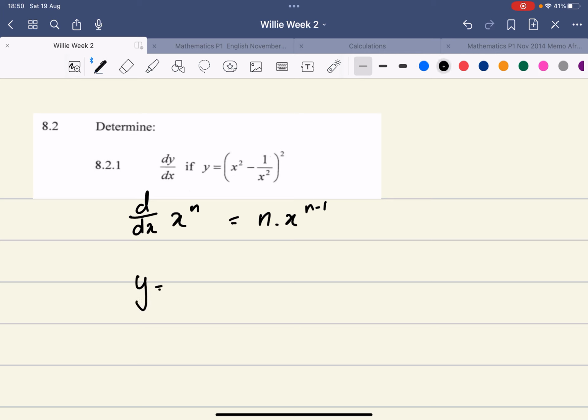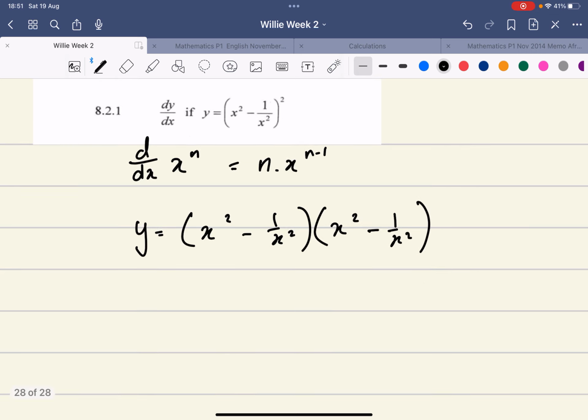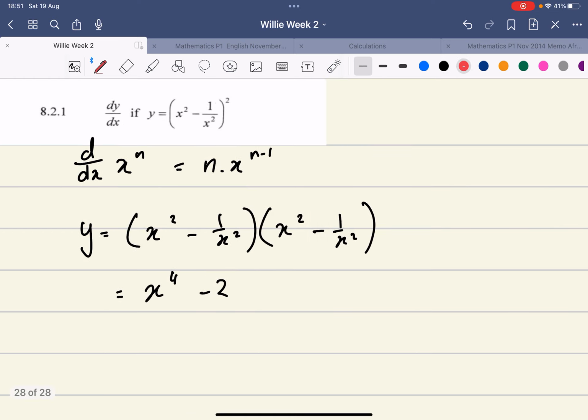So y is equal to (x squared minus 1 over x squared) all squared, which is the same as having (x squared minus 1 over x squared) times (x squared minus 1 over x squared), brackets like that. And what's going to happen is we're going to get x to the power 4. x squared times x squared gives x to the 4, and then x squared times 1 over x squared is going to give us 1. And then, so that's going to be minus 2.